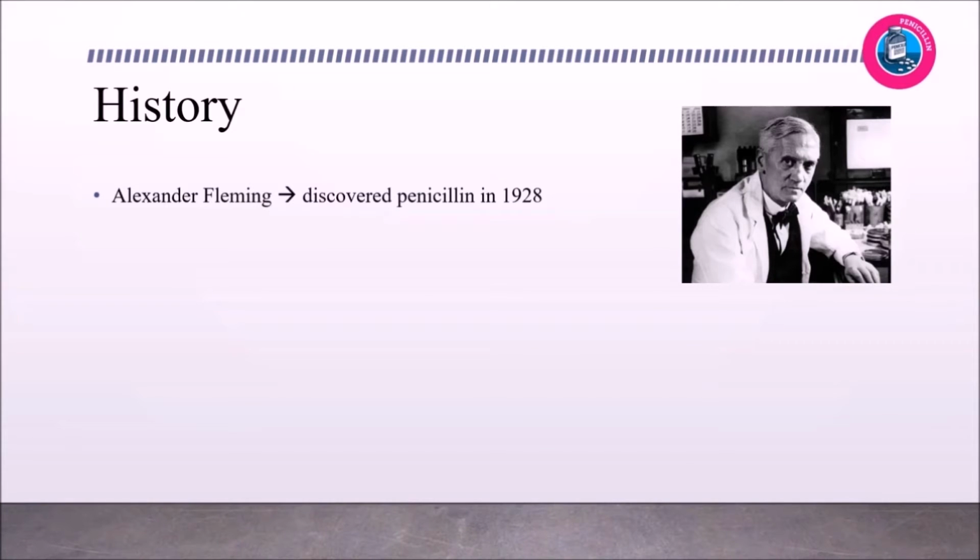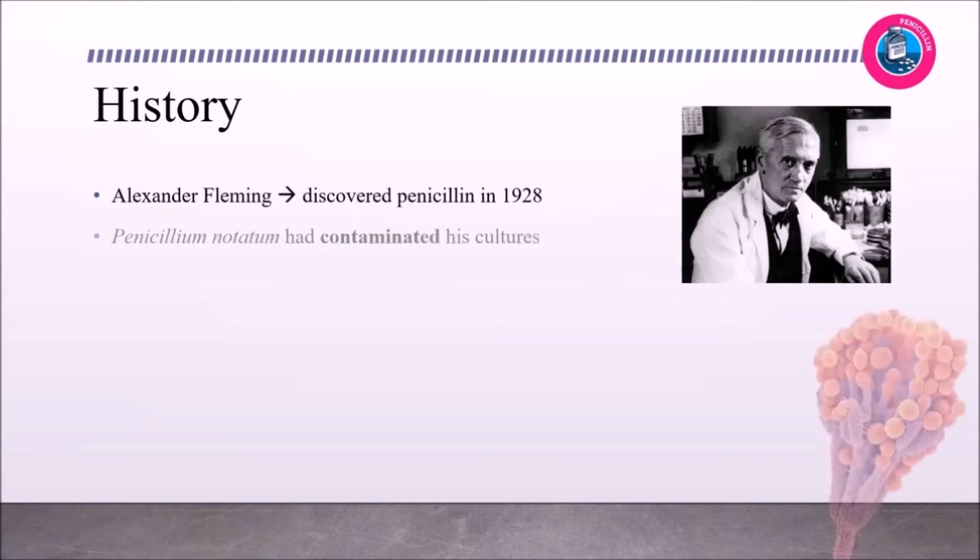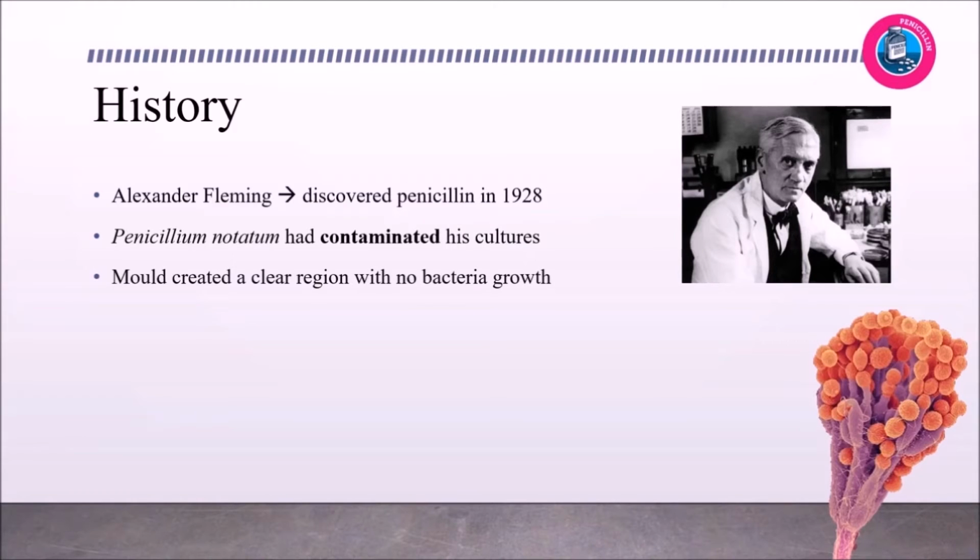Penicillin was first discovered in 1928 by microbiologist Alexander Fleming. While he was working on bacteria cultures, he noticed that Penicillium notatum had contaminated his cultures. This mold created a clear region in which bacteria colonies were not growing, so he concluded that a substance generated from the mold inhibited bacteria growth.